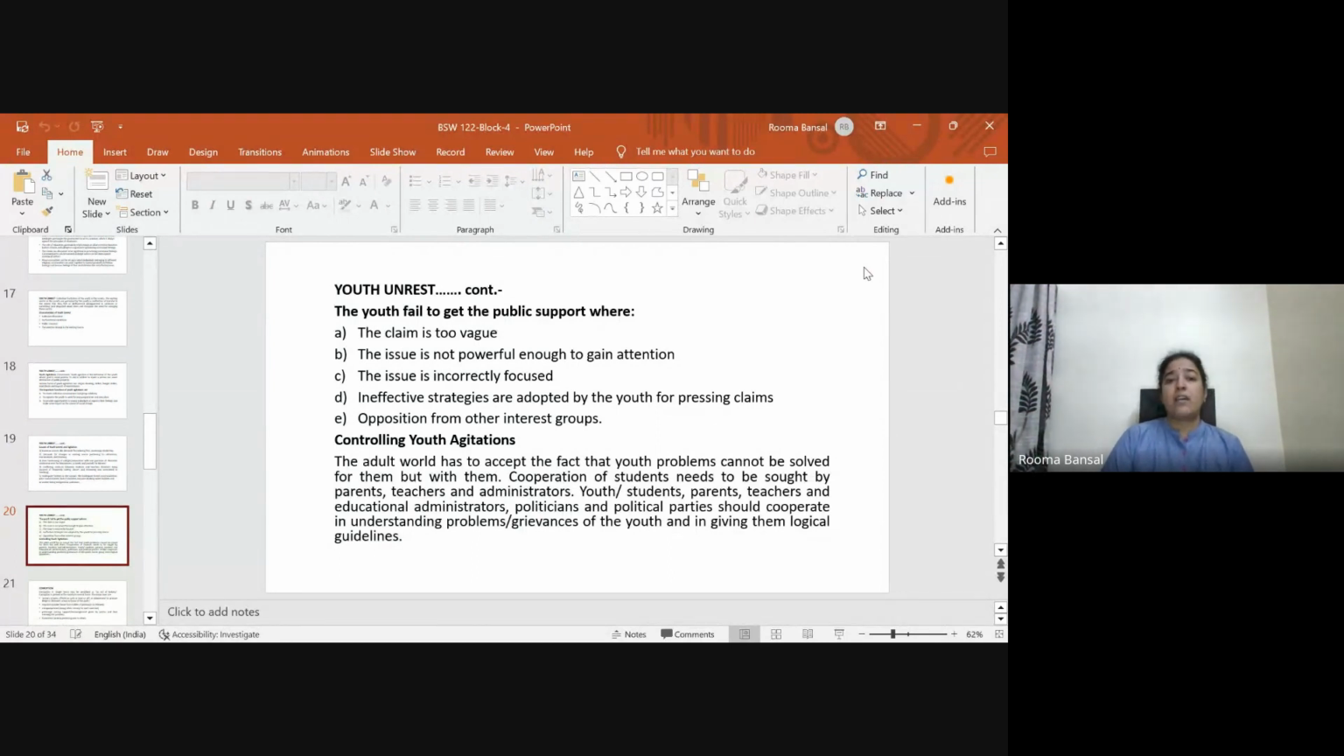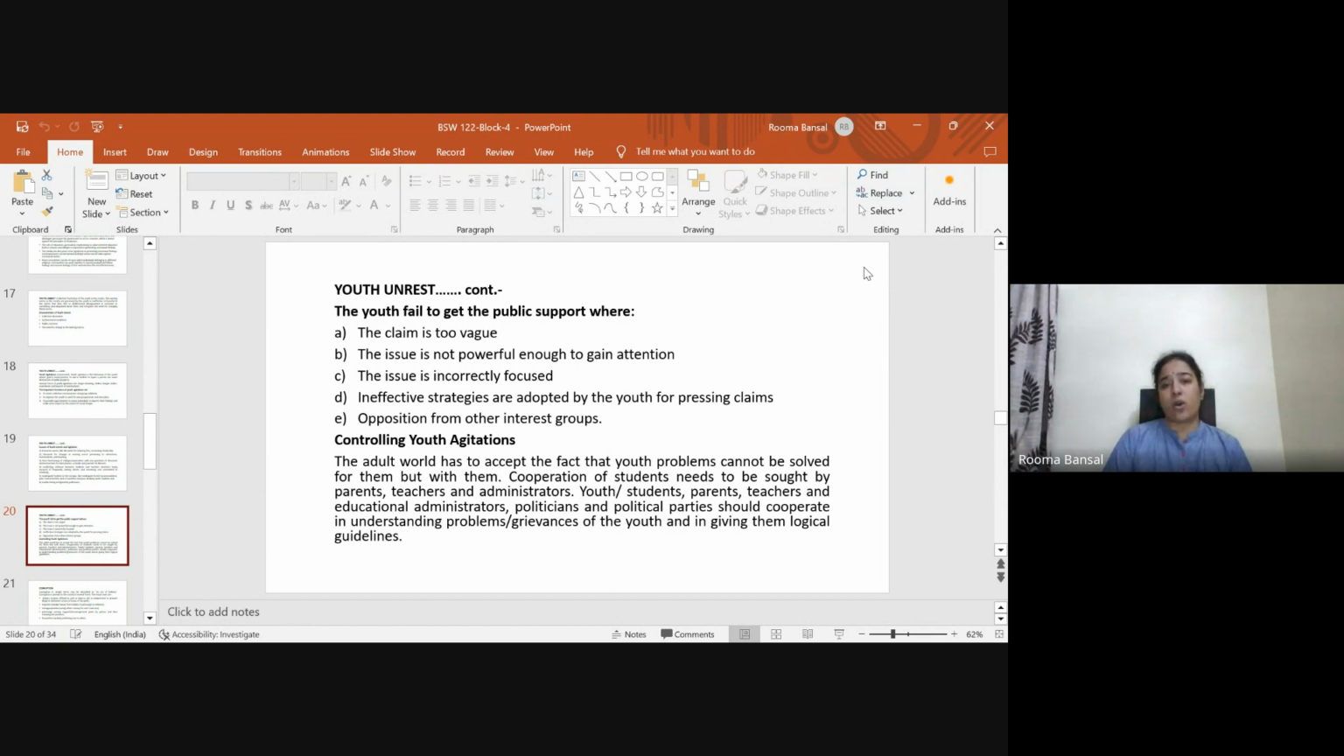Here again, opposition or support from other interest groups which are not directly related to that particular issue. Now, controlling youth agitations. The adult world has to accept the fact that youth problems cannot be solved by them, but with them. It means all the problems cannot be solved, all the issues cannot get resolved. These issues can get a solution, or adults and youth can find solutions for their problems, by discussing them.